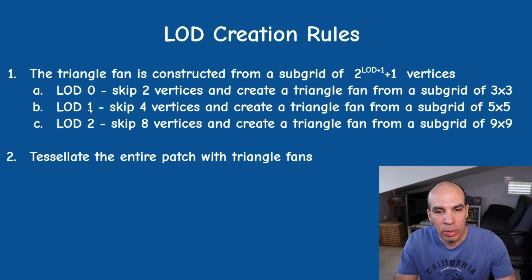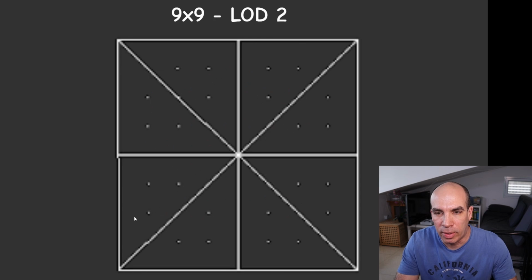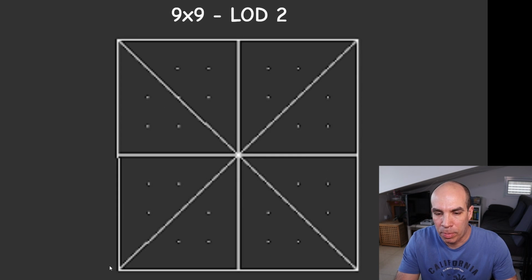If we are on LOD1, we skip 4 vertices and create a triangle fan from a subgrid of a 5 by 5. So this is an example on LOD1. We have 5 by 5 vertices and we have a single triangle fan inside. And in the case of LOD2, we skip 8 vertices and create a triangle fan from a subgrid of a 9 by 9. And this is the example. We have 1, 2, 3, 4, 5, 6, 7, 8, 9 vertices over 9 vertices and a single triangle fan.